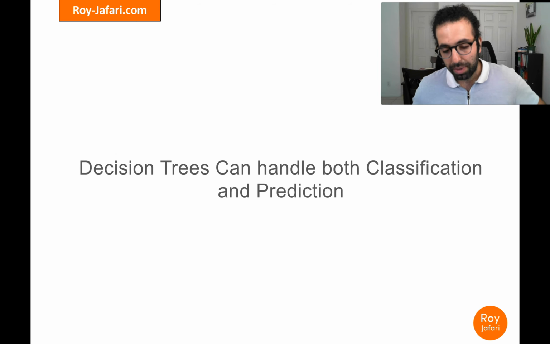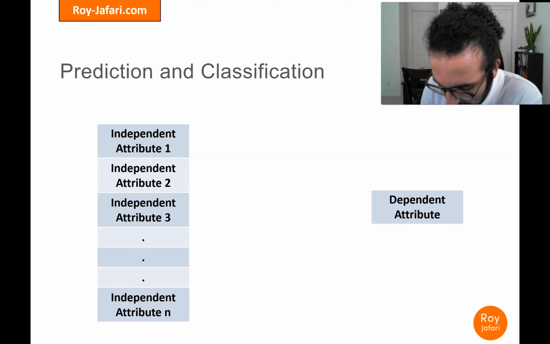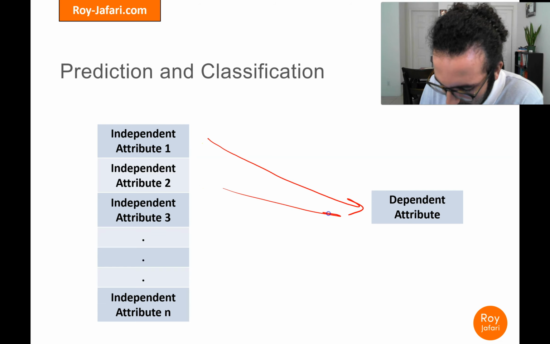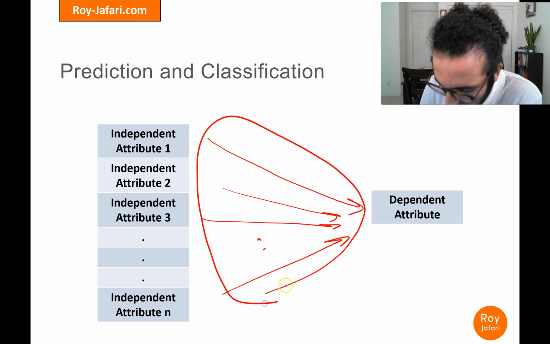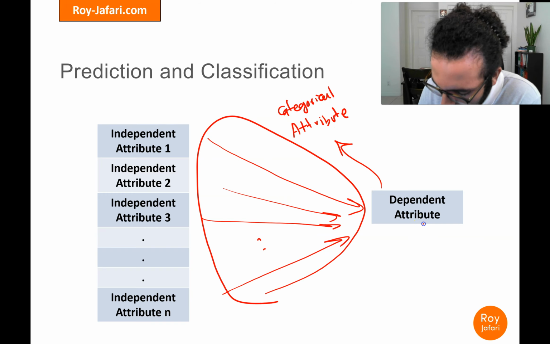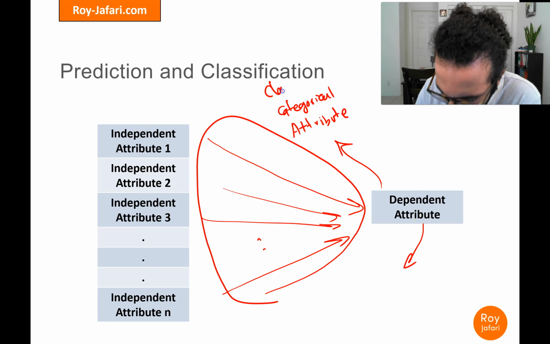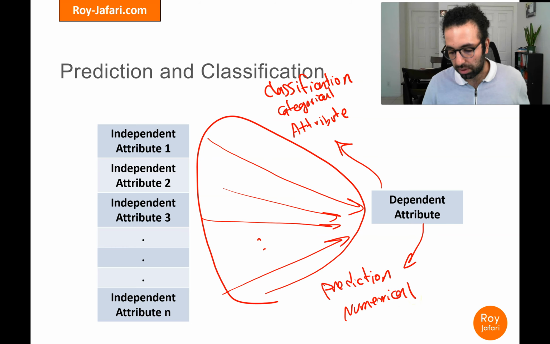We did talk about how decision trees can handle both classification and prediction. If you remember, the similarity between prediction and classification is that we want to connect the dependent attribute with some independent attributes. For classification, the target is a categorical attribute. For prediction, our target is numerical. This is the general difference between prediction and classification.